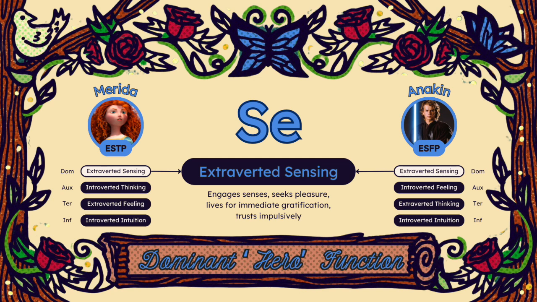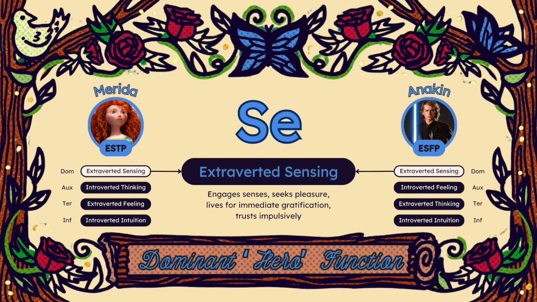First function up is extroverted sensing. The two Myers Briggs types that use extroverted sensing as a dominant function are ESTP and ESFP. ESTP Merida of Dunbroch from Brave and ESFP Anakin Skywalker from Star Wars exemplify the dominant function of extroverted sensing, which focuses on enjoyment through the sensory experience of the world.